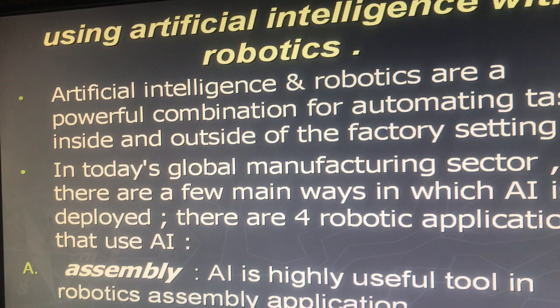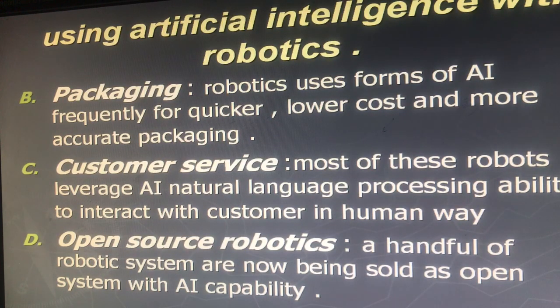Assembly. AI is a highly useful tool in robotics assembly applications. Packaging, the second one. Robotics uses forms of AI frequently for quicker, lower cost, and more accurate packaging. Customer service, the third one. Most of these robots leverage AI natural language processing abilities to interact with customers in a human way. And the last one, open source robotics. A handful of robotic systems are now being sold as open systems with AI capability.